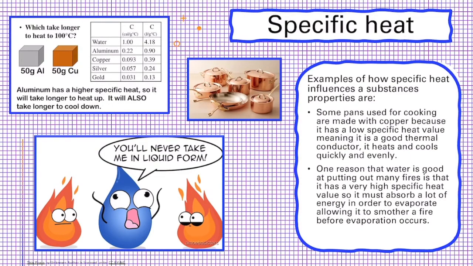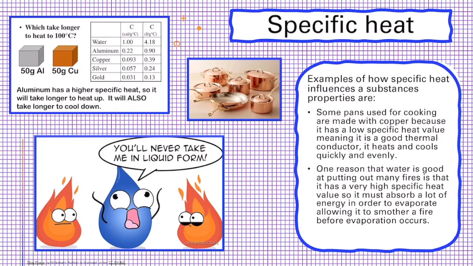So some examples of how specific heat influences a substance's properties would be that some pans that are used for cooking are made with copper because it has a low specific heat value, meaning it just takes a little bit of energy to change the temperature of that substance. And this makes it a really good thermal conductor because it's able to absorb lots of energy, and it changes temperature quickly. It also heats very evenly.